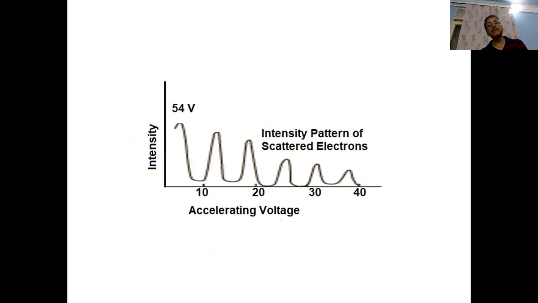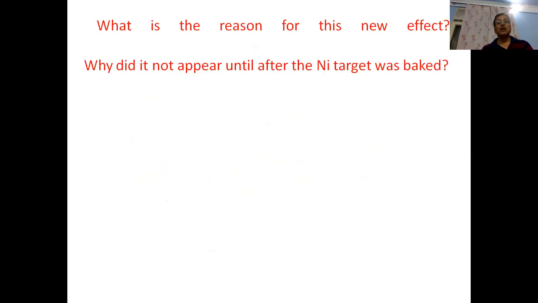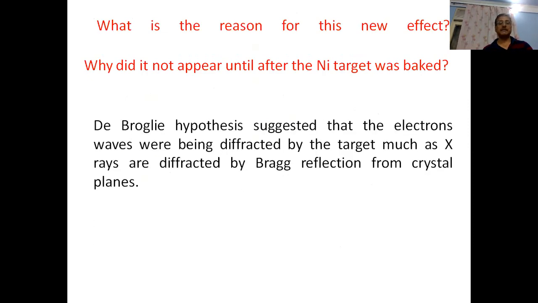And this is again the same for 54 electron volt. This is how the maxima and minima are observed when a plot is made between the intensity and the accelerating voltage. Now, what is the reason for this new effect of maxima and minima in the scattered electron beam? Why did it not appear until the nickel target was baked? Now, let us see this. The de Broglie hypothesis suggested that the electron waves were being diffracted by the target much as X-rays are diffracted by Bragg reflection from crystal planes.